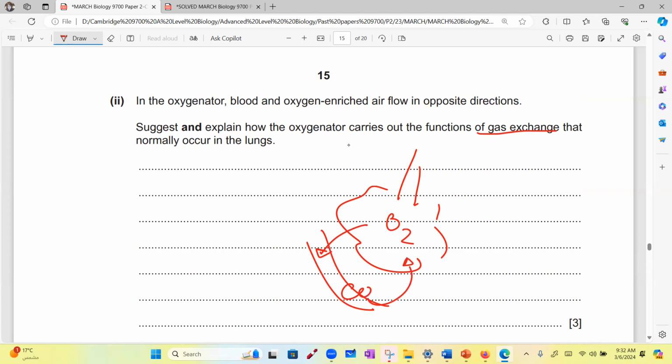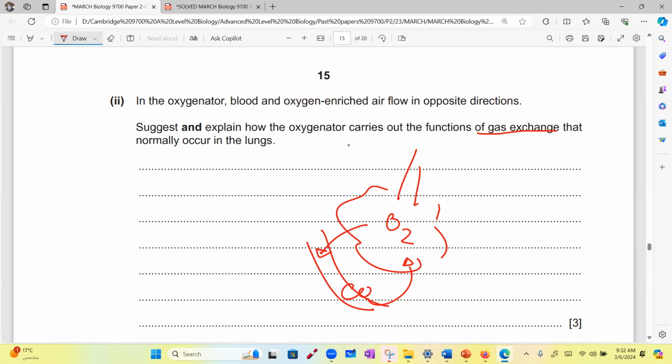Why? Because of the concentration gradient. You will mention this part. And then the adaptations of the alveoli. Mention the adaptation. One cell thick. Large surface area. Has gaps. Moist. It's moist because we have surfactant to prevent its collapse.